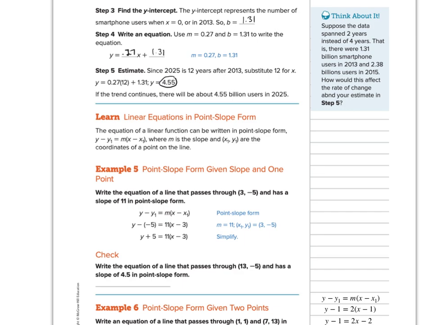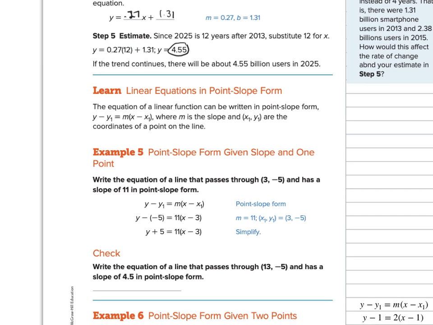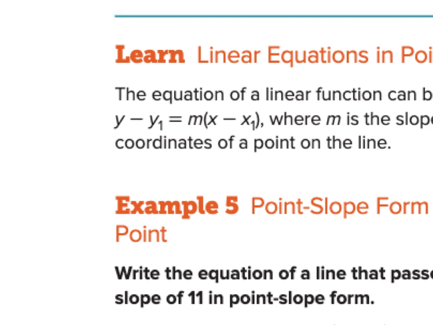So, linear equations in point-slope form. The equation of a linear function can be written in point-slope form, and this is it: y minus y1 equals m times x minus x1. This is my ordered pair, right? The x and y point value, and this is my slope. The rest of this is part of the equation. That never changes, okay? That remains the same. The only things that we're going to change are the y value, the x value, and then the slope.